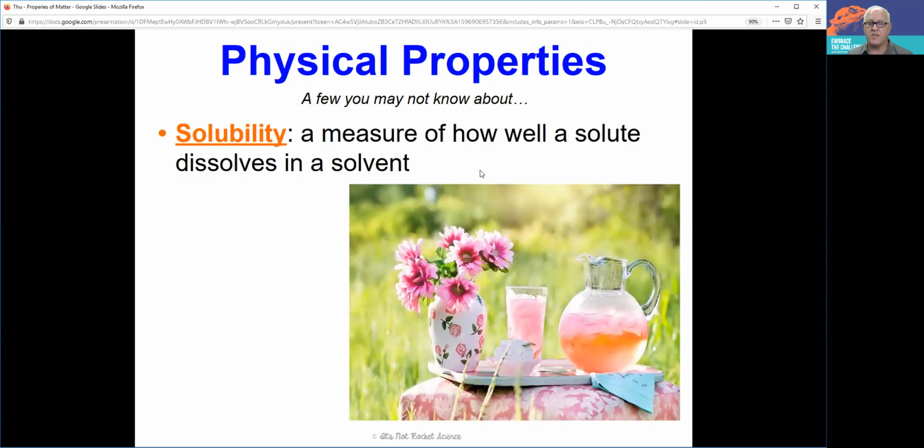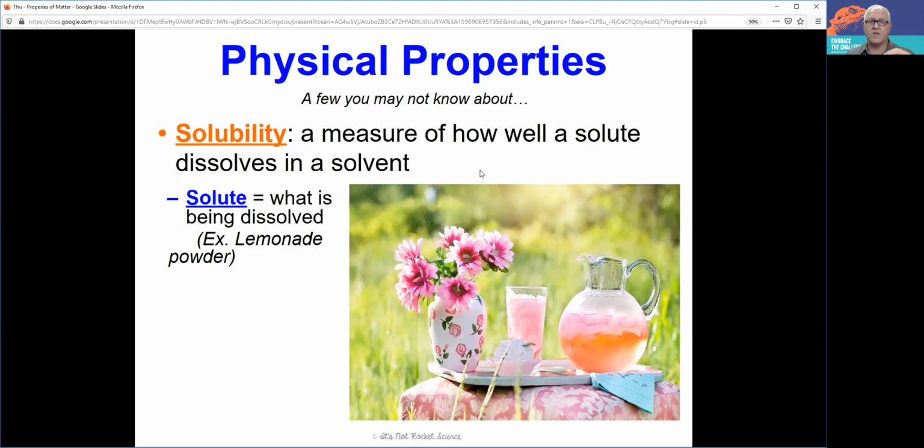Another physical property is what is known as solubility. Solubility is a measure of how well a solute dissolves in a solvent. Now, if we talk about a solute, the solute is what is actually being dissolved. An example on that would be making lemonade. You put the lemonade powder into the water to make drinkable lemonade. The solute is the lemonade powder. A solute can also be salt or sugar or other chemicals and chemical compounds that we're going to want to dissolve.